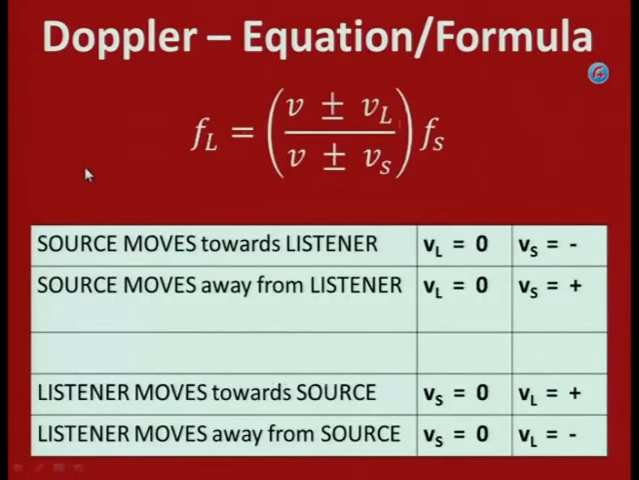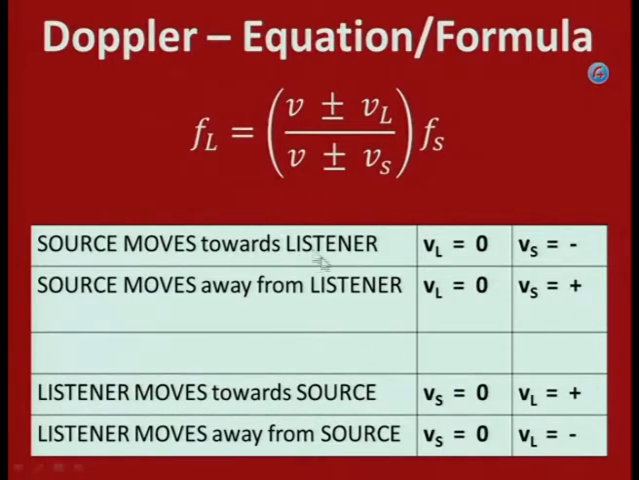Now, this is very important. This plus minus sign here, you need to choose when VL is positive or negative and when Vs is positive or negative. Now, if you just study this table, you will never get it wrong. Remember, we have one situation where the listener is stationary and one situation where the source is stationary.